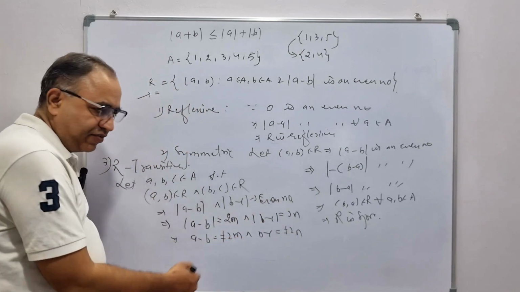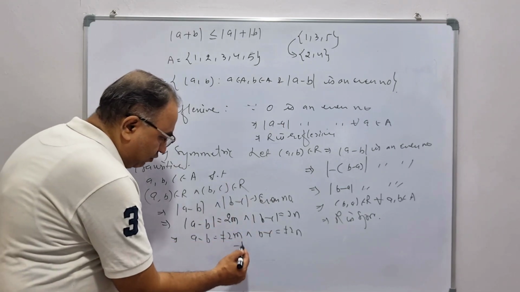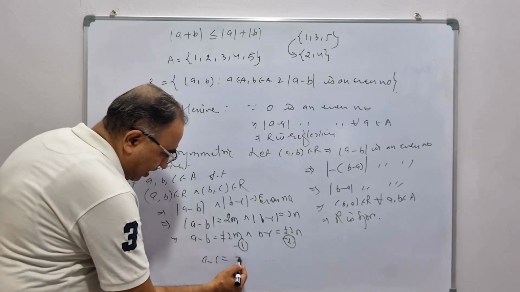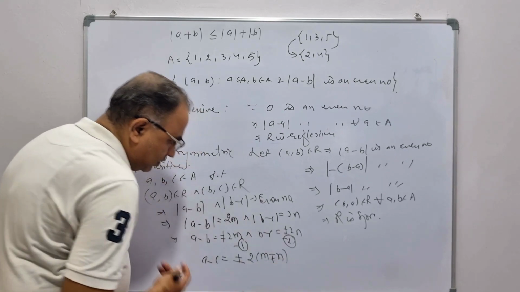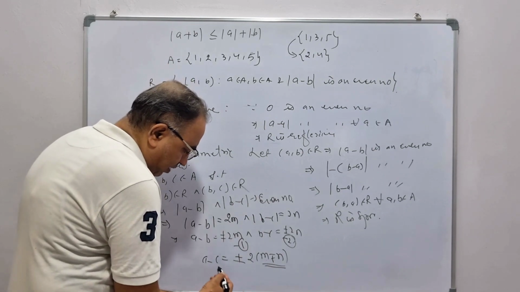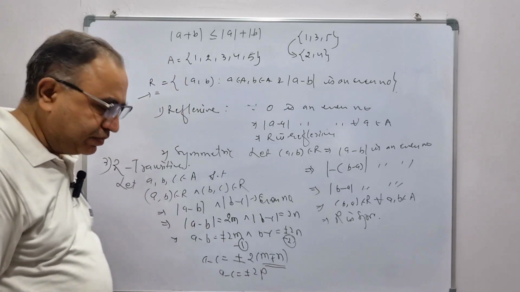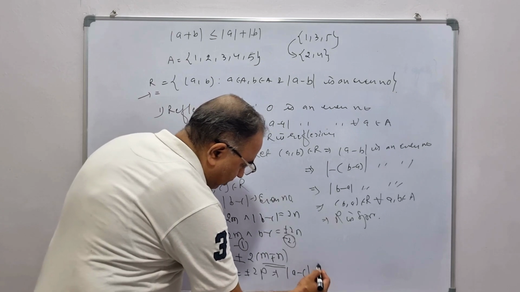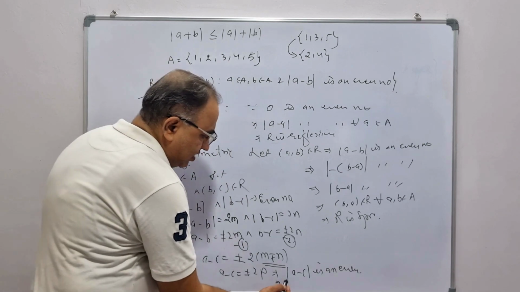In any case, whether both are positive, both are negative, one positive and another negative, first negative and second positive, if you have both equations 1 and 2, B will be eliminated, and you will see A minus C also as a resulting multiple of 2, that is, m plus or minus n. So ultimately the sum of two integers is always an integer. That means you are getting A minus C also as an integral multiple of 2. And what we conclude here is that |A minus C| is an even number. So that means relation R is transitive.